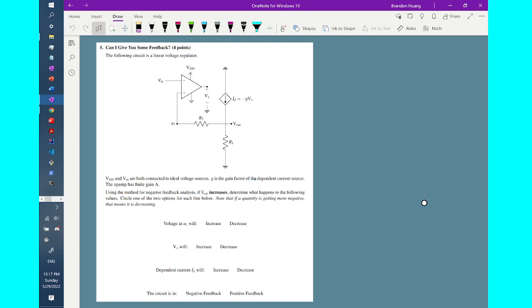We also know that the op-amp has some finite gain A, which means that Vx is going to be equal to A times (V+ minus V-). We got this information from the fact that it has a finite gain. Given this information, we have to figure out, if Vout increases, what will happen to the following values. So let's establish a chain of events here.